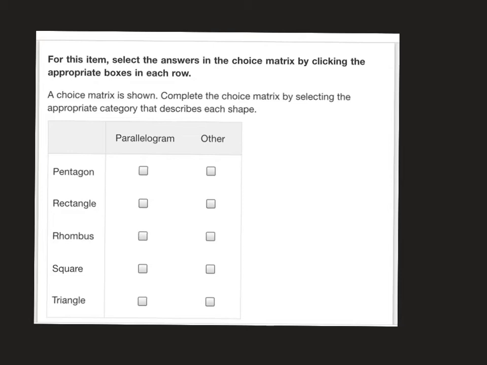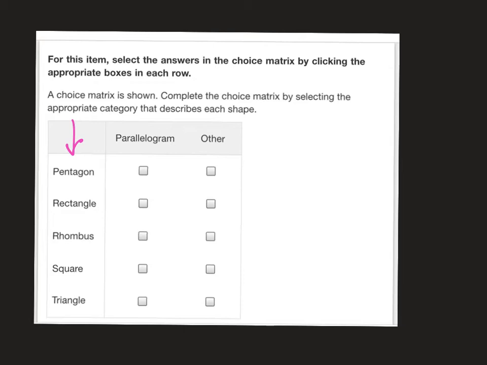All right, on this one, it's another choice matrix. You can tell I kind of chose a couple of these types of problems because we tend to have some issues with them. So on this one, it says a choice matrix is shown. Complete the choice matrix by selecting the appropriate category that describes each shape. So we're deciding if each of these shapes in this column is a parallelogram or something else. If they can be classified as a parallelogram, we'll check the first box. If they cannot, then they're going to be other.